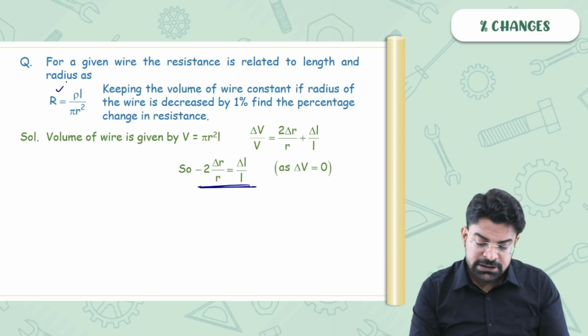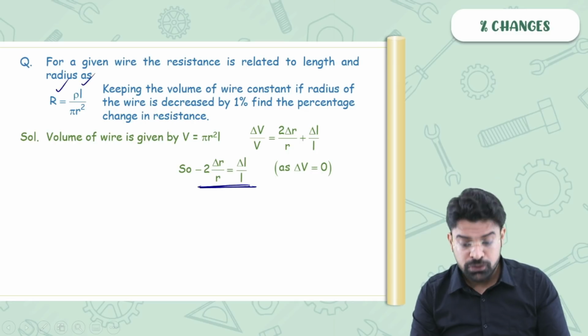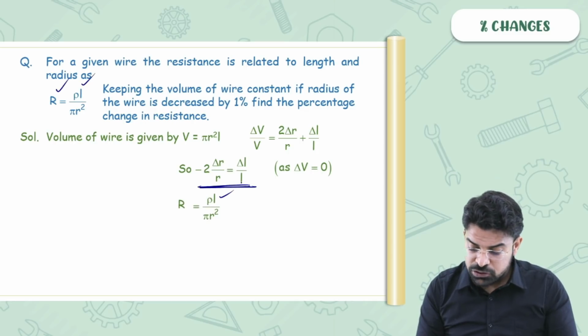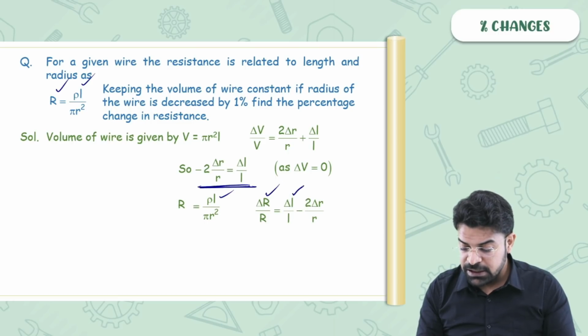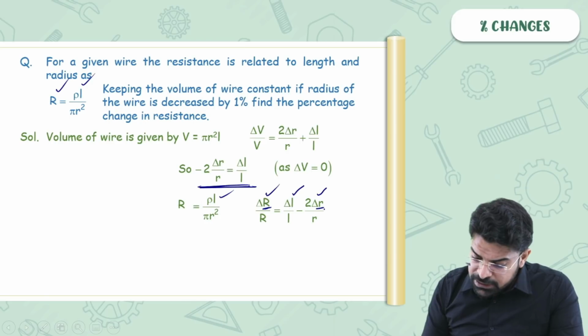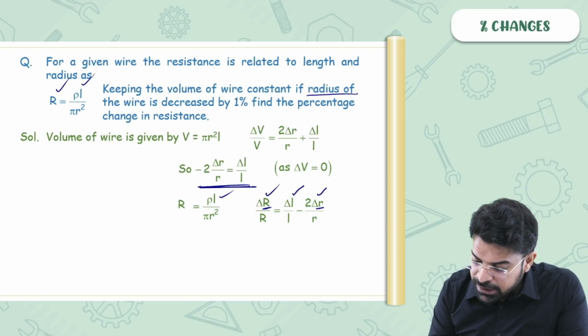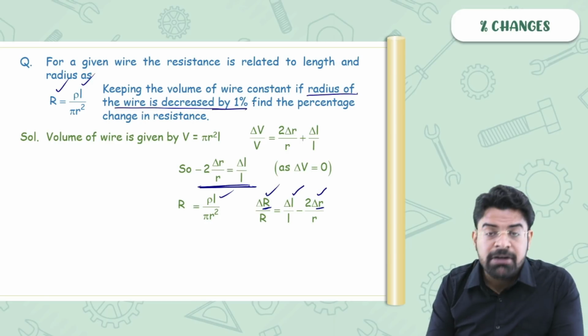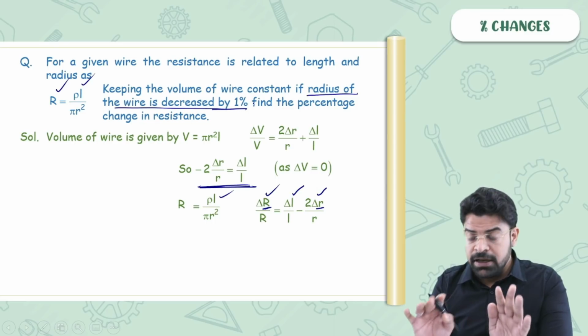Moreover, you know that resistance equals rho L by pi r square. So as resistance equals rho L by pi r square, you can say that delta R by R equals delta L by L minus 2 delta r by r. Here capital R is resistance and small r is the radius of the wire. In the question, they have said that the radius of the wire is decreased by 1%. They have not commented on length at all.